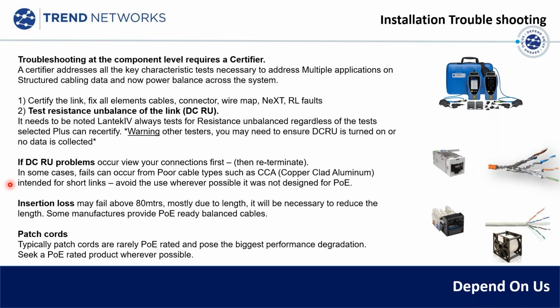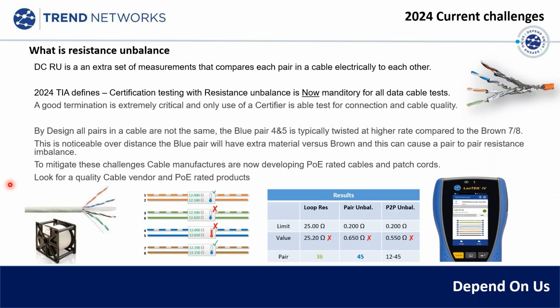Okay, so let's have a look a bit more. What is this resistance unbalance? I tried to look at it from a different angle, and I hope this is interesting for you rather than talking electrics. I'd like you to maybe consider the image on the screen. Firstly, DCRU is the comparison of the readings between each pair. You may not be aware of this, but the pairs are not all twisted the same. Maybe some cable vendors might do that, but typically not all the same.